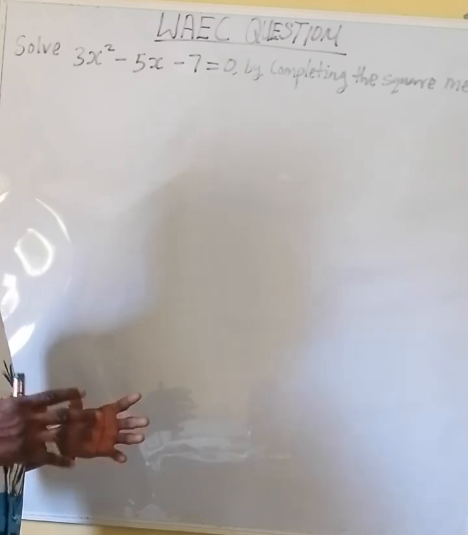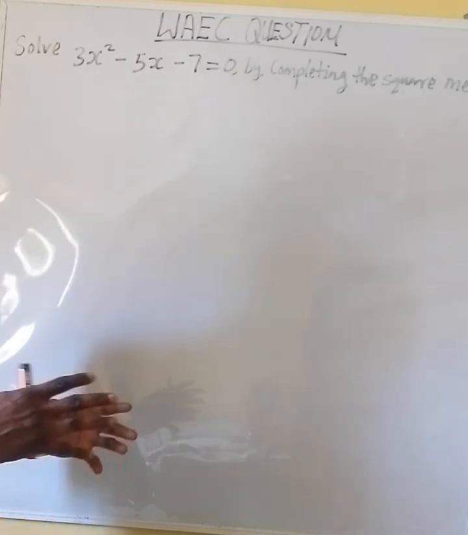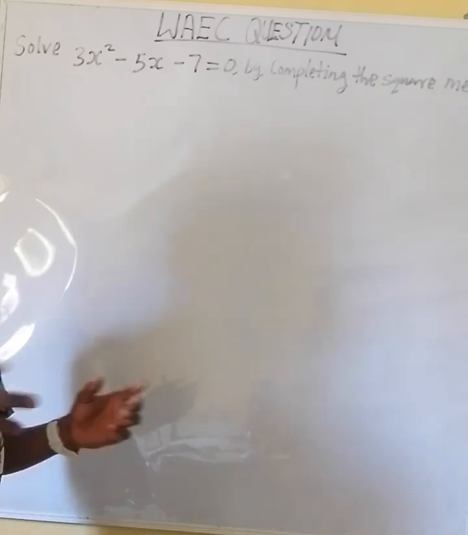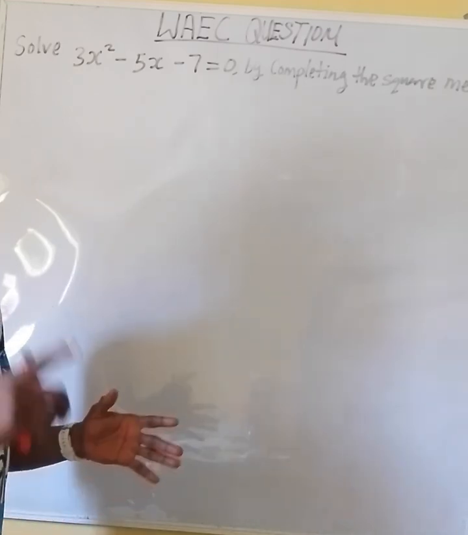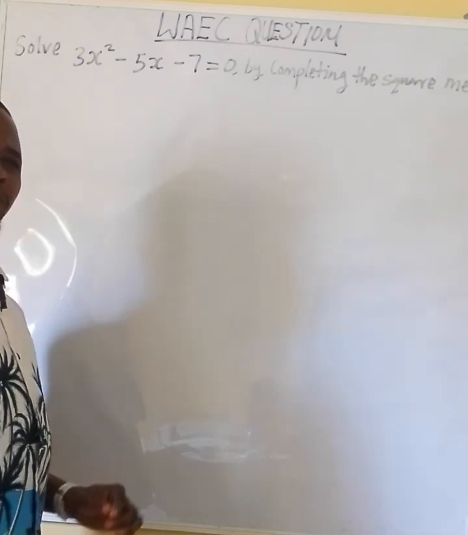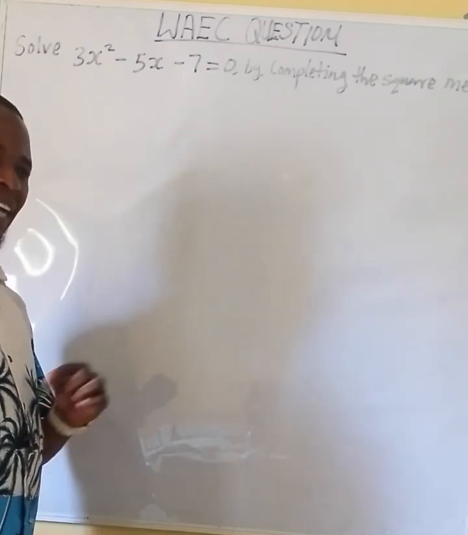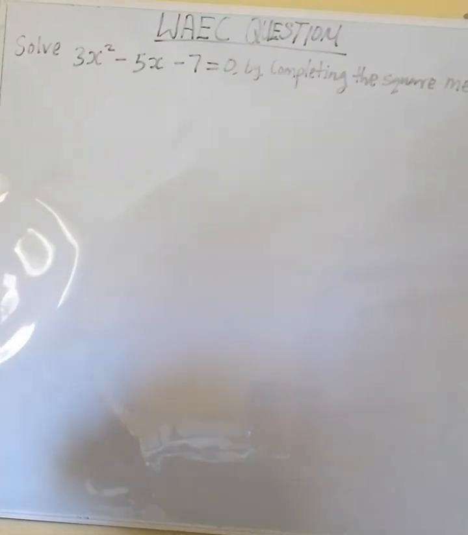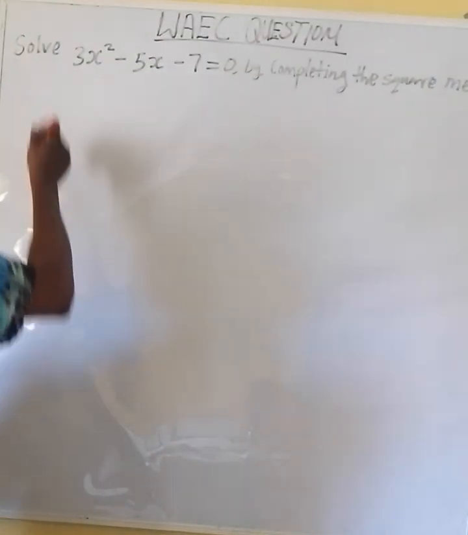So it's advisable for our students preparing for WAEC, NECO or NAPTEP exams to master the three methods: factorization, completing the square method, and quadratic formula, because the examiner can ask them to use any one of the three. So now let's continue. Solution.